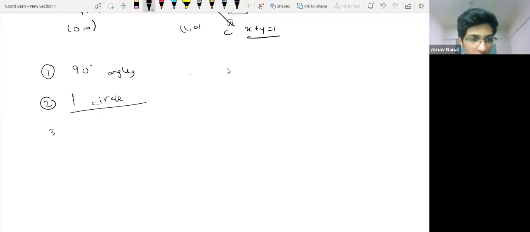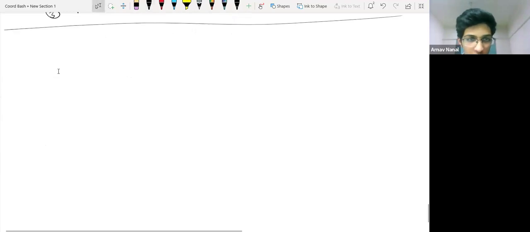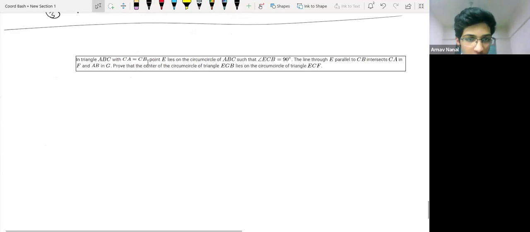And no other angles were there. Angle chasing and that sort of stuff was not involved. So non-90 angles were quite rare. Okay, so let's move on to the next problem. This is mode 24 P1.